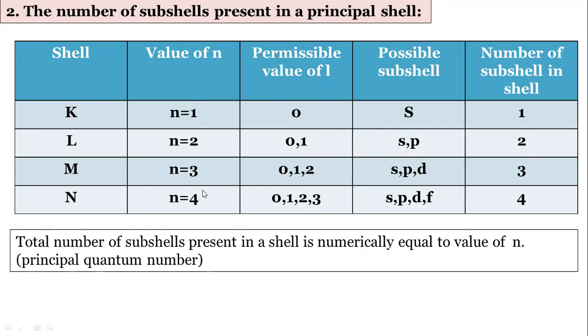So जितने shells हैं उतने subshells रहते हैं, remember. If n is equal to 1, there is only one subshell. If n is equal to 2, there are two subshells. When n is equal to 3, there are three subshells. When n is equal to 4, there are four subshells. So remember these values.